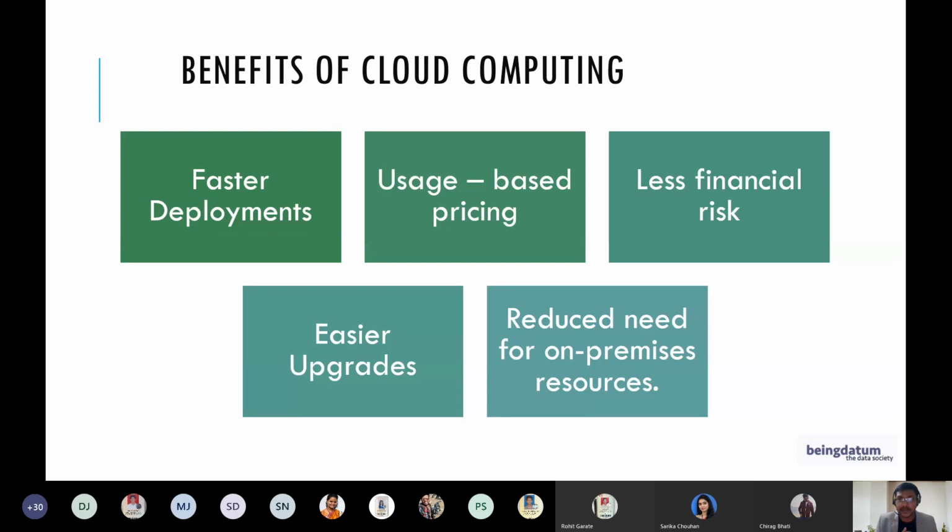So this is how it reduces the on-premises resources. The need for hardware, the need for storage, the need for devices is reduced. Okay.